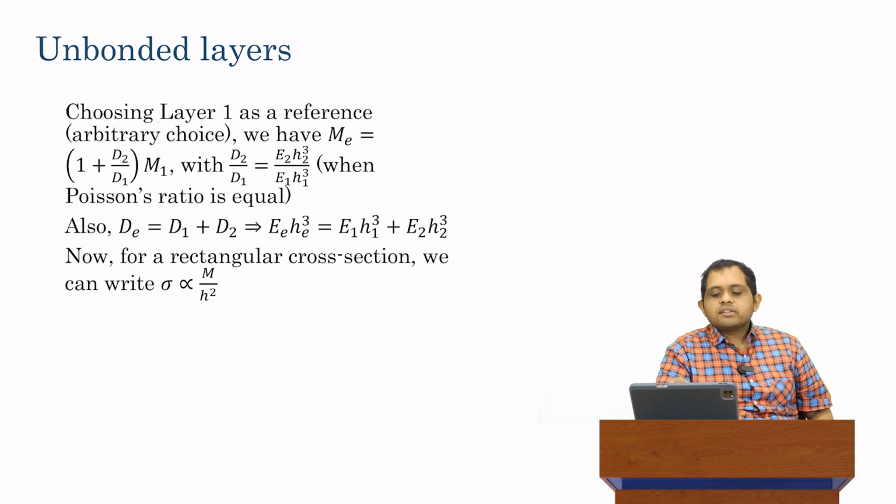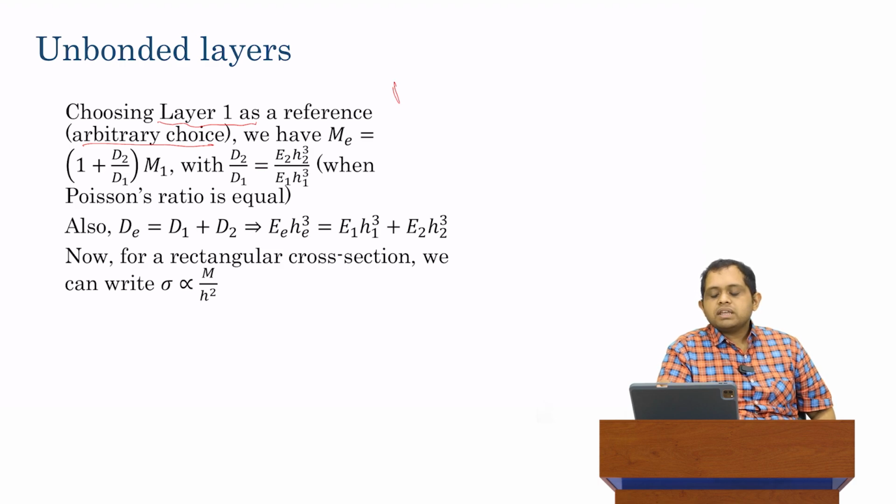Now what we do in this case is we choose layer 1 as a reference layer. The way we do it in equivalent plate theory is we always choose a reference layer, which is an arbitrary choice. We have two layers. We can choose any of the layers as a reference layer. We can choose any other value also as a reference value. It's typically used though that we take the top layer as a reference layer. So we have the choice of a reference layer.